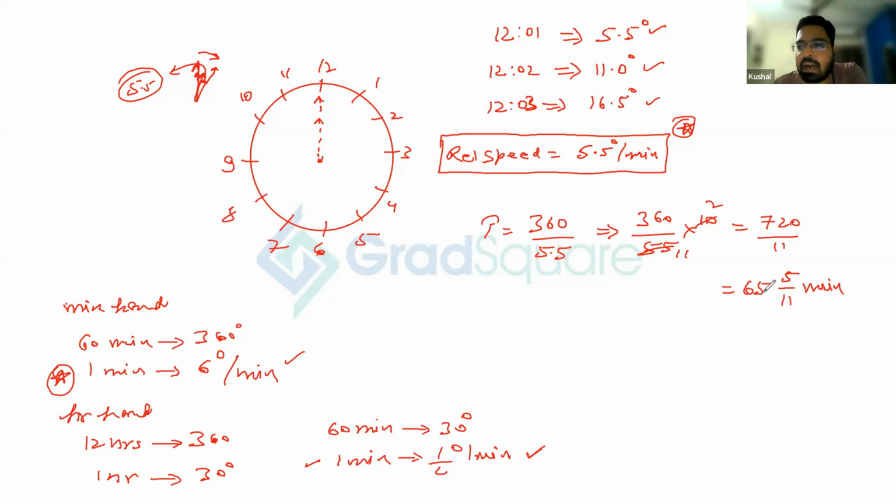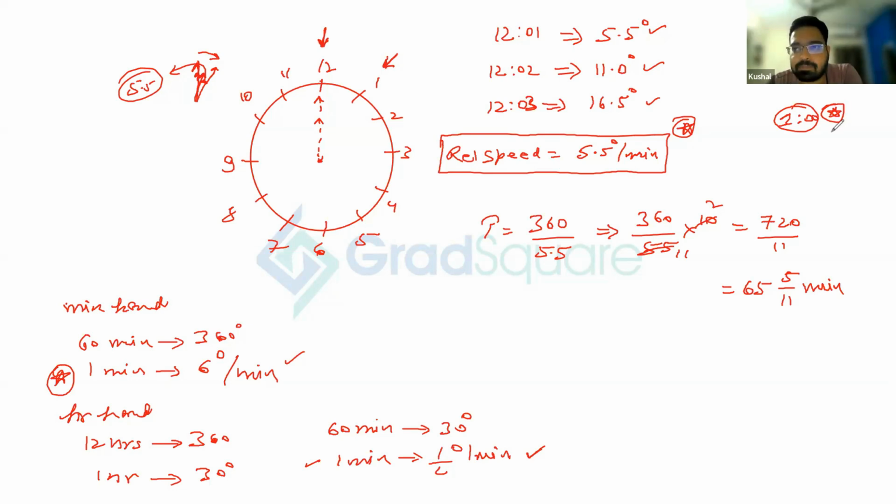Now pay attention. After 60 minutes, what is going to happen? After 60 minutes, the minute hand will come back to 12 o'clock and the hour hand will be at 1. I repeat, the minute hand will come back to 12 o'clock, but the hour hand will be at 1. What time? It will be exactly 1 o'clock, correct? Now, can you tell me from this 1 o'clock, how much more time it will take for them to meet each other?